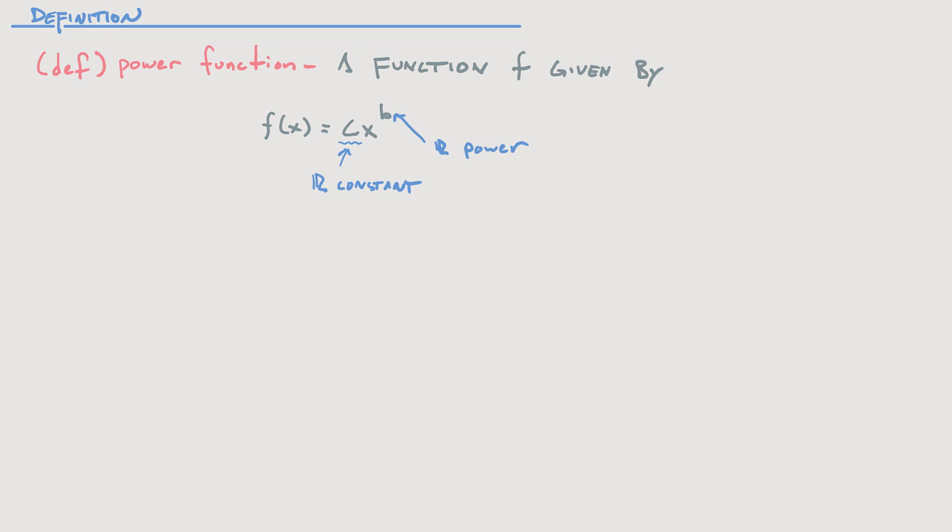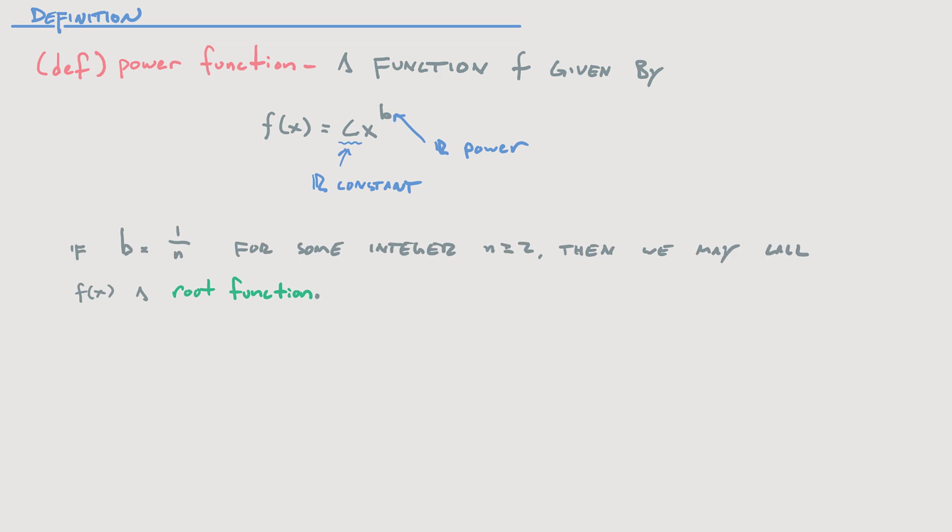so not just whole numbers like with polynomials where you have like x squared or x to the third or x to the fourth. Now b can be any real number, like the square root of 7 or 1/2 or negative 2.9. If the b is a fraction, like 1 over n for some integer, where n is greater than or equal to 2, then we may call f of x a root function. So a root function is like a subcategory of a power function.